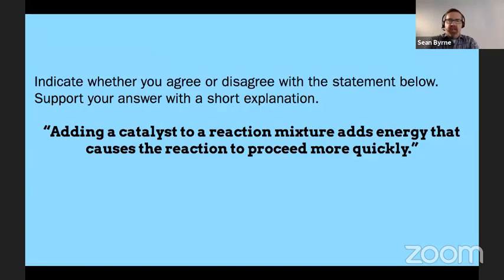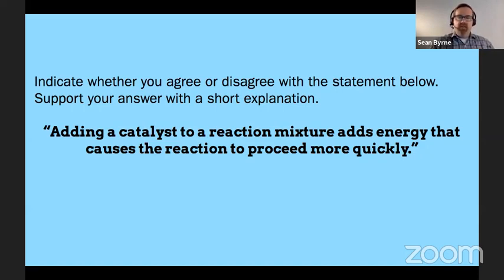One of the AP questions that I came across as I was preparing for today is a short answer. We haven't spent a lot of time with those over the course of these 2-3 weeks we've been together. So I thought I would challenge you to think about this, writing a short explanation either in support of or disagreeing with this statement: adding a catalyst to a reaction mixture adds energy that causes the reaction to proceed more quickly.